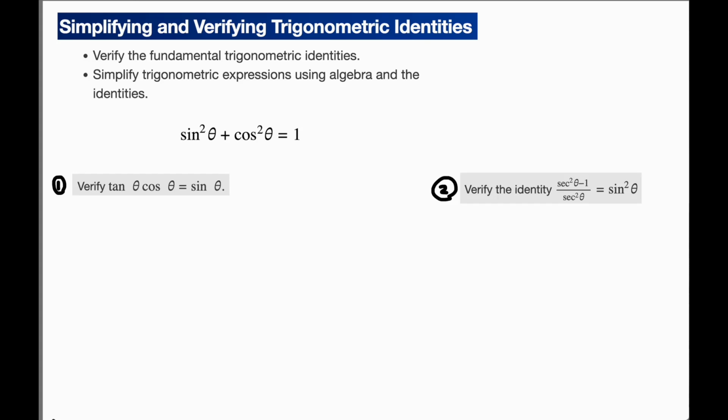All right, so this is going to be a video about simplifying and verifying trig identities, and this is basically the learning objectives that we're going to be doing. Verify the fundamental trigonometric identities, and then simplify trigonometric expressions using algebra and the identities.